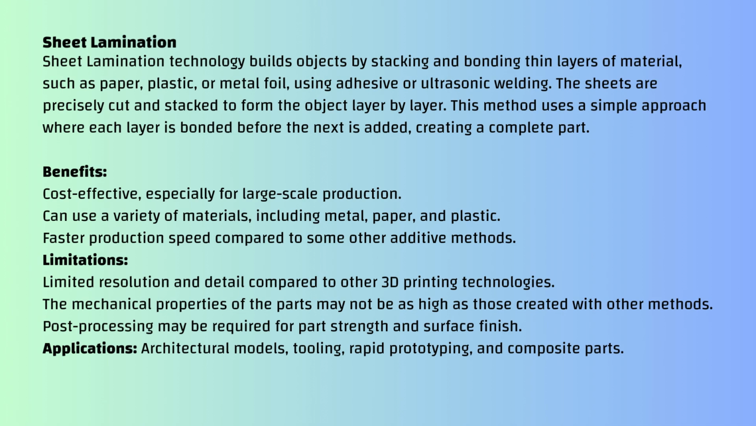Sheet lamination is a method where sheets of material like paper, plastic, or metal are bonded together layer by layer. In laminated object manufacturing, LOM, a laser or knife cuts the shape of each layer, and heat and pressure bond it to the previous one.